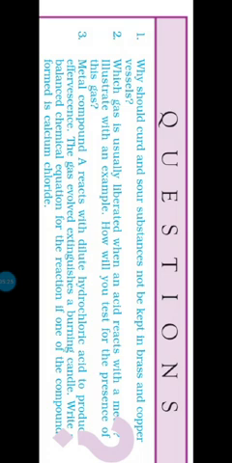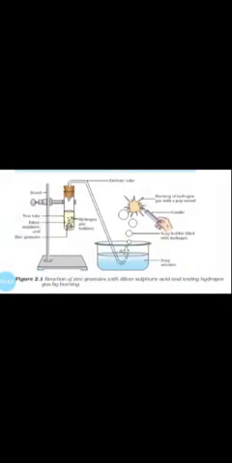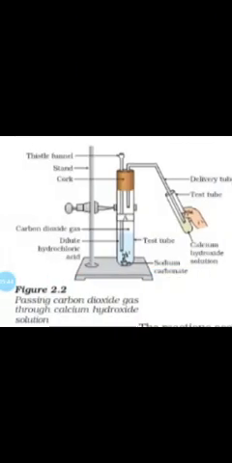The equation for the reaction is CaCO3 + 2HCl → CaCl2 + CO2 + H2O. The evolved gas can be identified by performing the activity. Here is the figure which shows the reaction between a metal carbonate and acid.